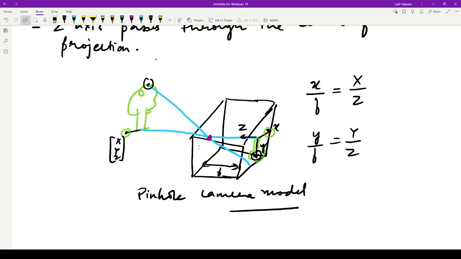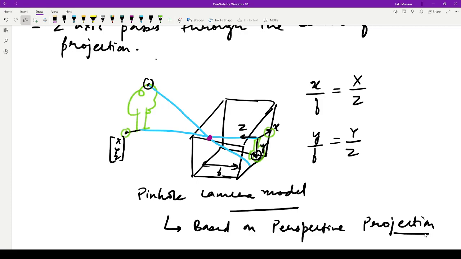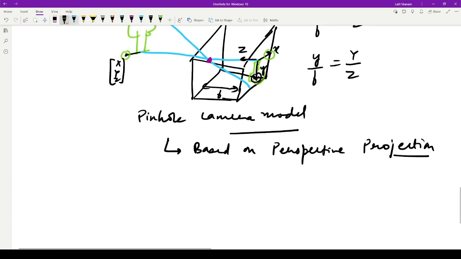So is this clear? The pinhole camera model uses perspective projection. It is based on perspective projection. And you get this inverted image because your image plane is behind the camera optic center, or this pinhole. Okay, so I think we can move on to the next question if no one has doubts.